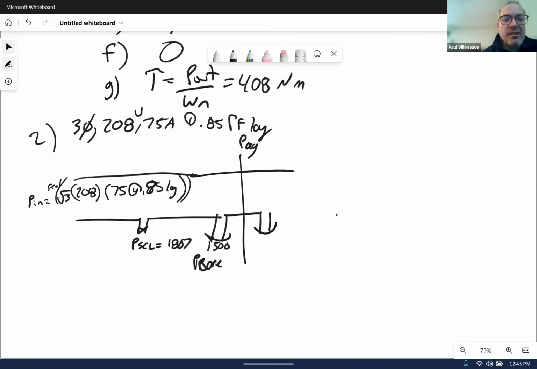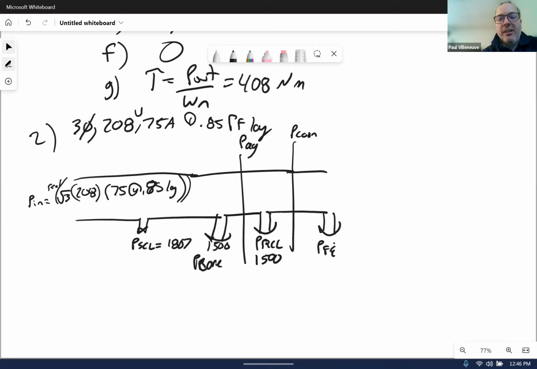What are my losses? My rotor copper loss. Now, there are no more electric power losses that I need to take into account, so that is my converted power. I have one more loss, and this is because we live in the real world and we have friction and windage. My friction and windage losses is 300 watts. And then the rest is P out. Okay.